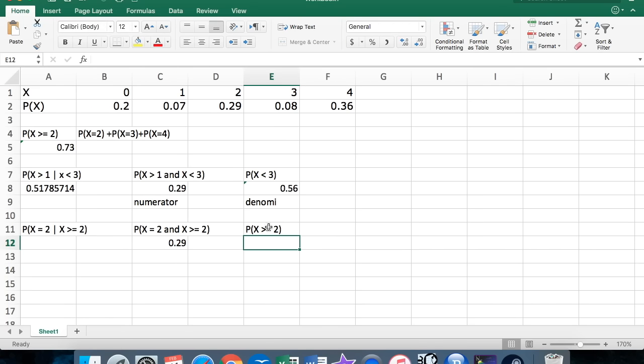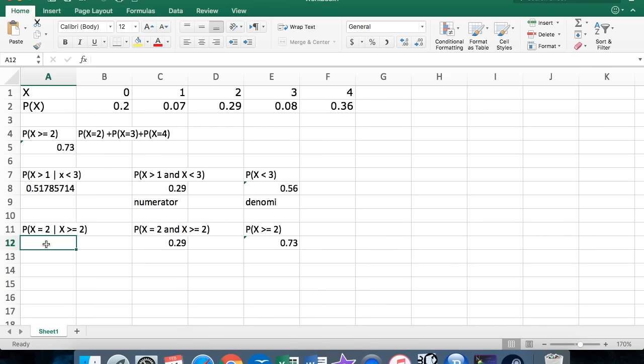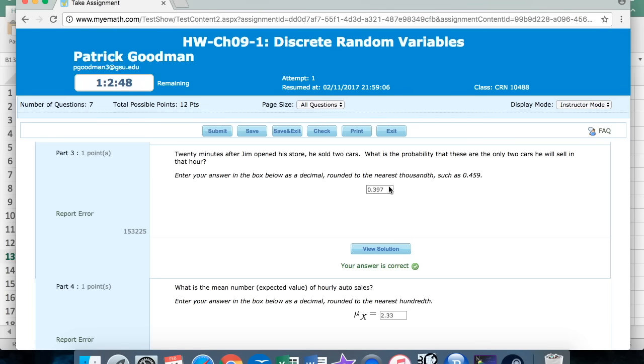Now this part, x is greater than or equal to 2. So that means we start at 2 and we go all the way up. So we sum these probabilities. So let's do sum, starting at 2 and going all the way up through 4. Okay. And now this guy, remember, just like before, goes in our numerator, and this guy goes in our denominator. So click on this guy for numerator, divide, this guy for denominator, and there we go, about 39-ish%. So you copy this guy over, then paste, and round to the nearest thousandth. So you see we got the same answer.